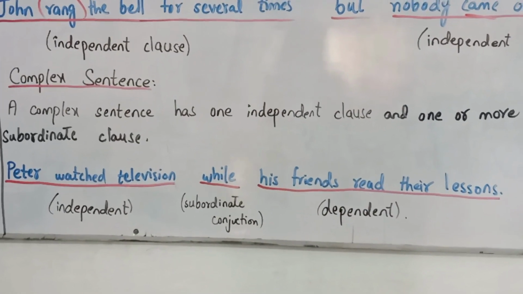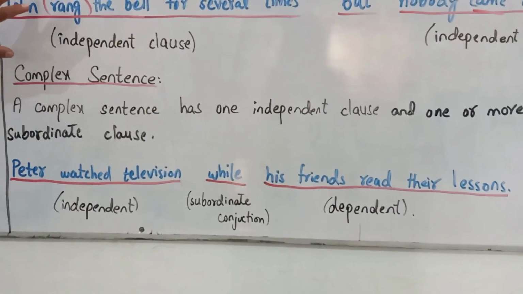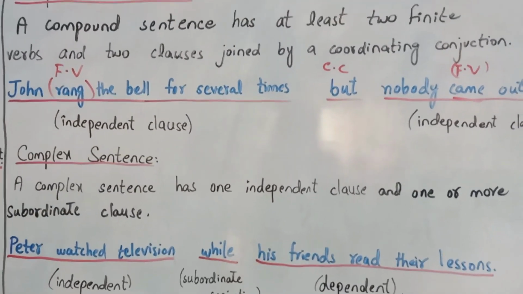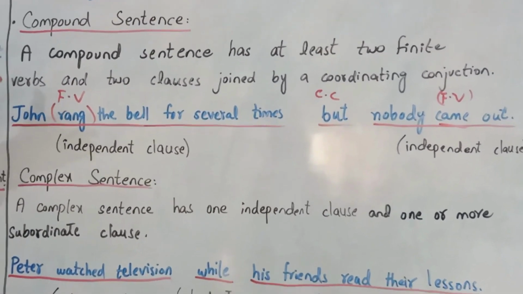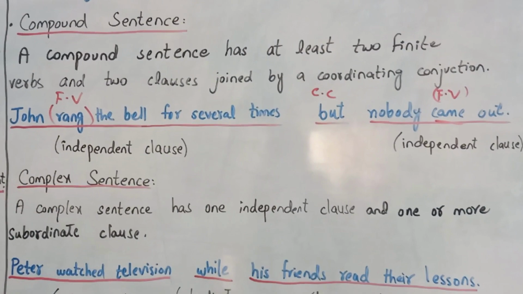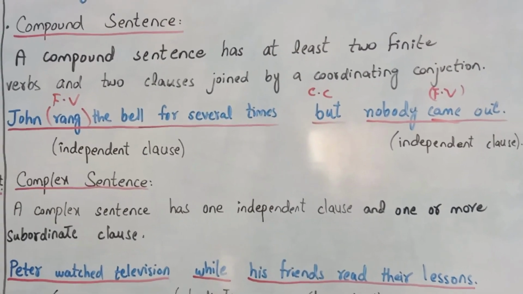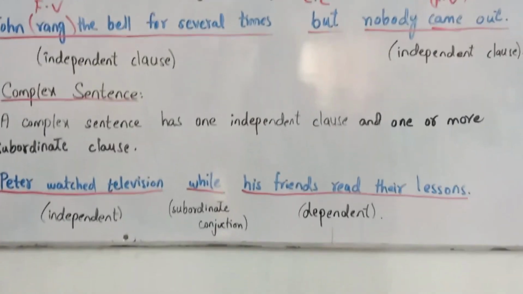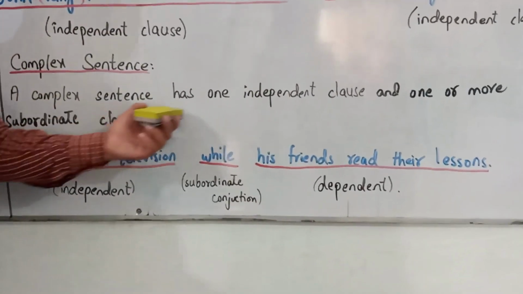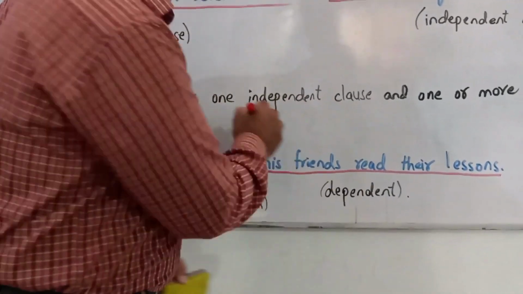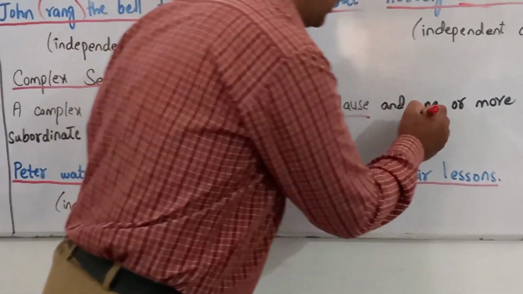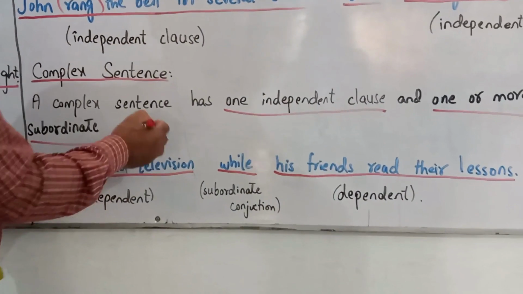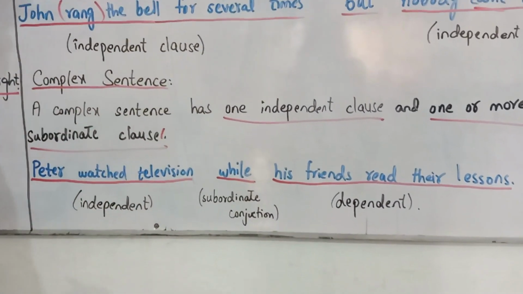Then there are complex sentences. Okay, did you get the understanding of it? Yes, sir. What is a compound sentence? It has two or more independent clauses, both are independent clauses. Clear? That is a compound sentence. And a complex sentence has one independent clause and one or more subordinate clauses or dependent clauses.